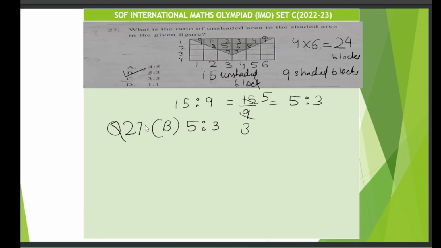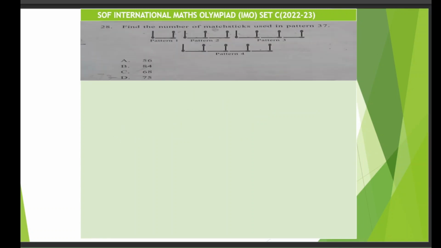So let's move to the next question. Let's start with question number 28. Question number 28 says, find the number of matchsticks used in pattern 37. Pattern 1 has 3 matchsticks. So let's write down and try to find what the pattern is here. Then only can we understand how many matchsticks will be there in pattern 37.